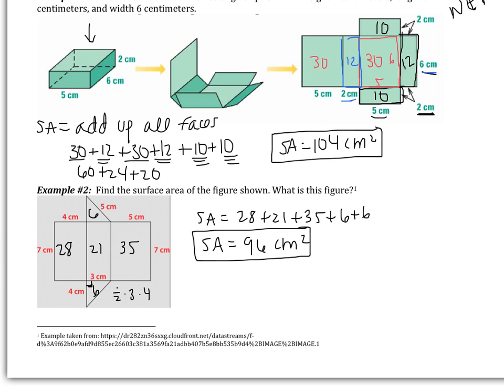We are also asked, what is this figure? So I have to determine how many bases there are. The bases are going to be congruent and parallel. This is going to involve a little visualization, but you're going to notice we have 2 figures that are congruent. When I flip those triangles up, they're going to be parallel. So those are my bases. 2 bases, so this is going to be a prism. They're triangles, so it's going to be a triangular prism.